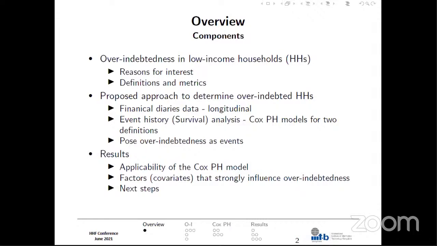This is a longitudinal data set. We'll be taking you in some detail through the data set itself and the methodology that we have adopted in order to characterize over-indebtedness. We'll be using this technique known as event history or survival analysis, which is actually very popular in the medical sciences, being used for several decades now. There has been some interest over the last few years in using this particular approach in the financial domain.